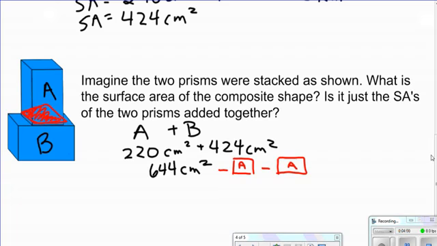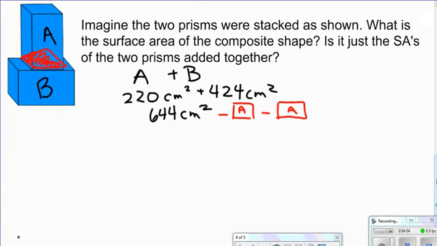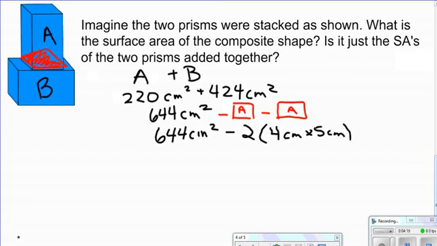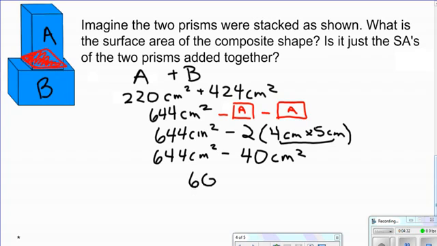The easiest way to do that is to take our total area, and we're going to take away 2 of that base, and that was 4 centimeters by 5 centimeters. Again, keeping in mind order of operations, 4 times 5 is 20. 20 times 2 gives us 40 centimeters squared. So the actual composite area is 604 centimeters squared, because some of the area was lost in the overlap.